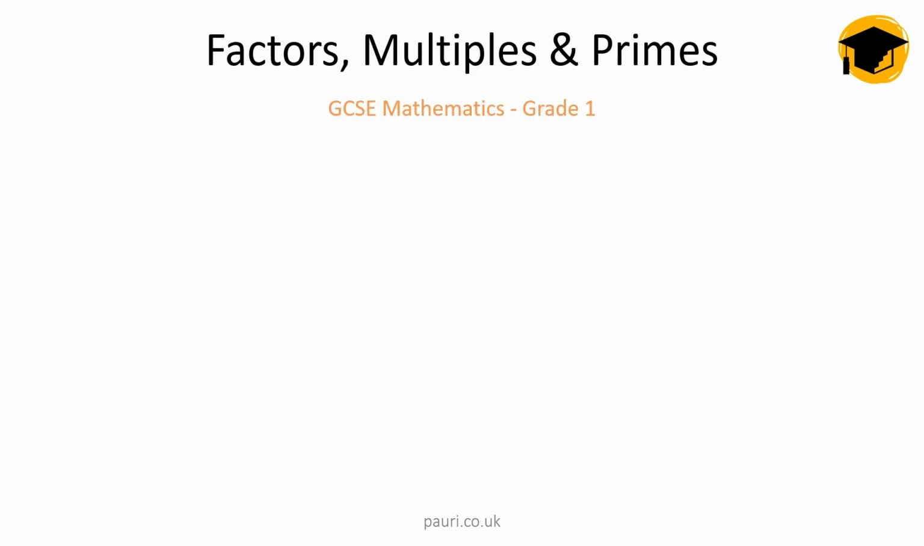Factors, multiples and primes. So let's begin with prime numbers. Prime numbers are numbers which don't go into any other numbers when you do the multiples. So the first prime number is 2. You need to remember 1 is not a prime number. The next number is 3.